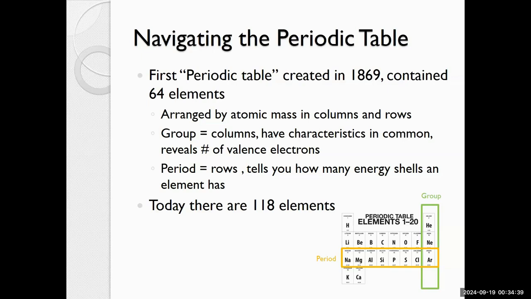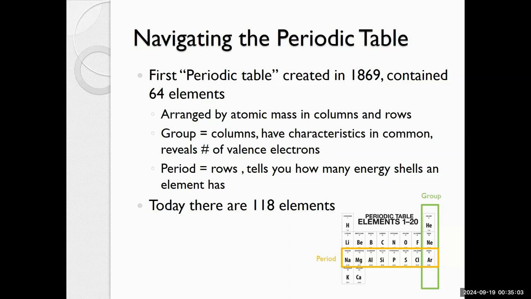The first periodic table was written in 1869, and at the time we only had 64 elements. Today there are roughly 118 elements. 92 of those are naturally occurring components found in the earth. The others have been man-made.